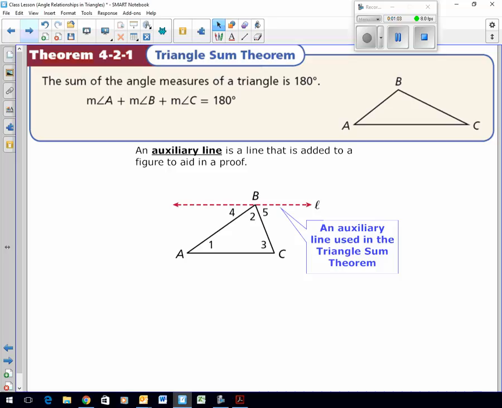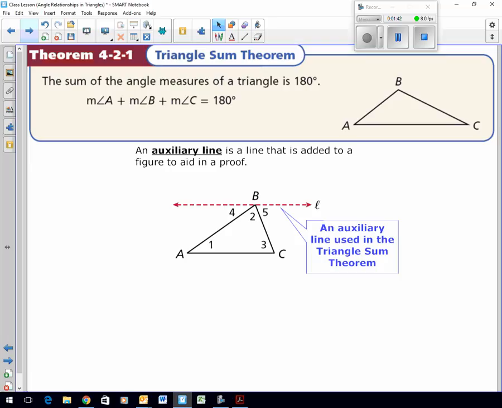You might want to write down auxiliary line, because it's probably something new to you. An auxiliary line is just a line that is added to a figure to aid in a proof. It is not part of the triangle. It's just used to help the viewer or the student out when we talk about aspects of the triangle. So for example here, if we talk about angle 5, we could say, hey, the remote interior angles of 5 are 1 and 3. We'll get into that later today.